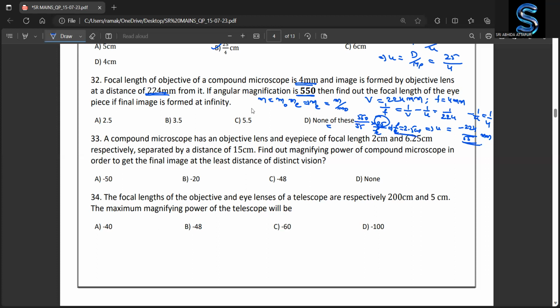And this is represented based on the equation of the magnification of the objective lens, where it is given as v naught by u naught, which is equal to 224 by 224 by 55. So the magnification of the objective lens is 55 millimeters. So the option is 2. After that, next question.